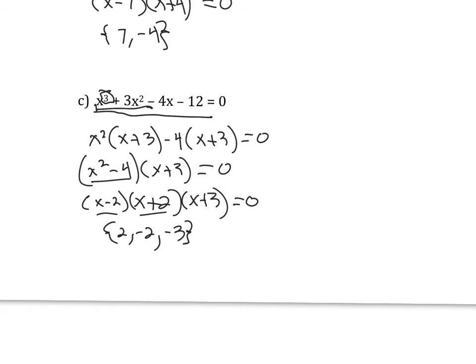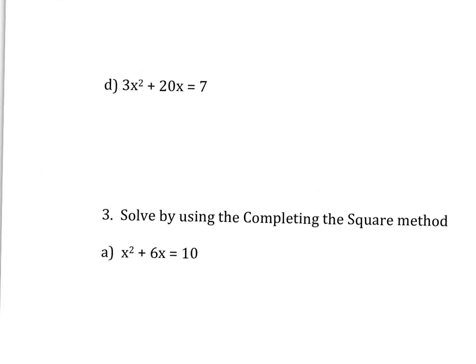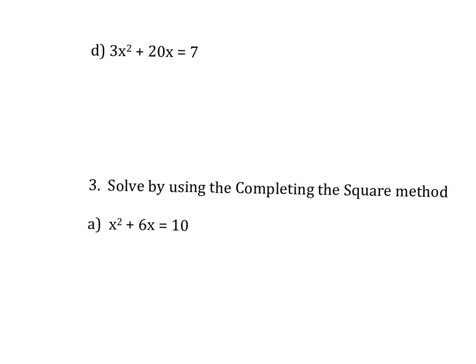Okay, let's keep going here, and we'll go to our next page. All right, what do we have here? We have 3x squared plus 20x equals 7. Well, that means that we want to set it so that we have 3x squared plus 20x minus 7 equals 0. If this can be factored, it'll be by sums and products, and we'll be looking for two numbers that multiply to 3 times negative 7, which is equal to negative 21, and add up to 20.